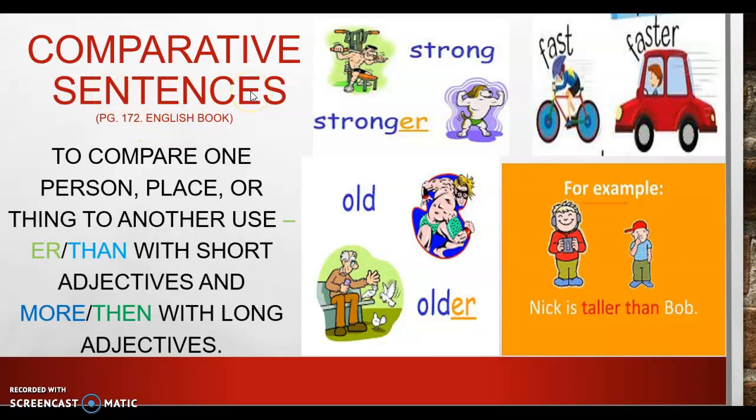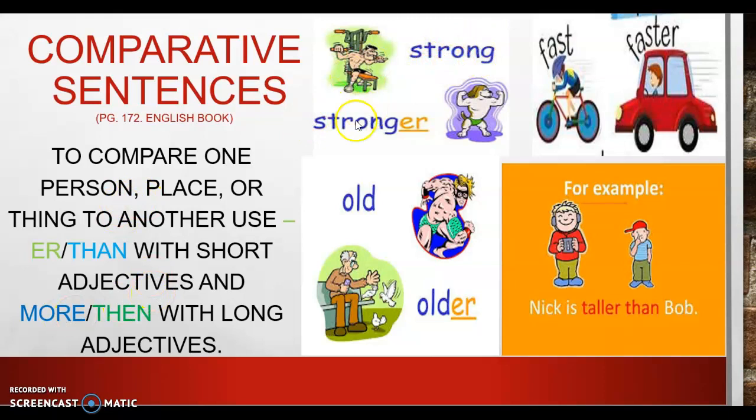Comparative sentences. We're going to learn a little bit about comparative sentences. And let's see these pictures. Take a look at this picture. Here, to compare one person, place, or thing, you use comparatives. You can compare things. And we use er with short adjectives, and when it is a long adjective we add more. So one syllable, we add only er. If it's more than two syllables, you add more. Okay, so let's see some examples.